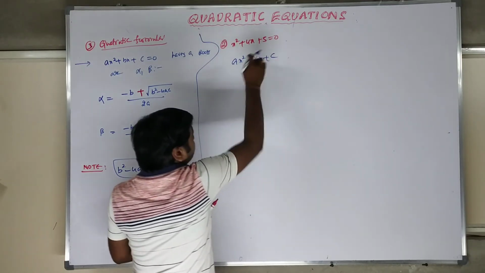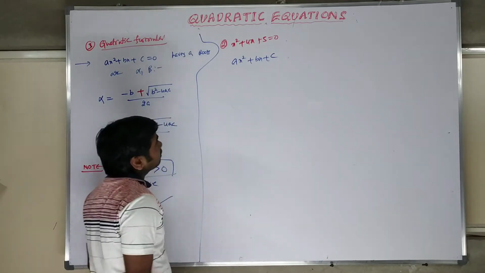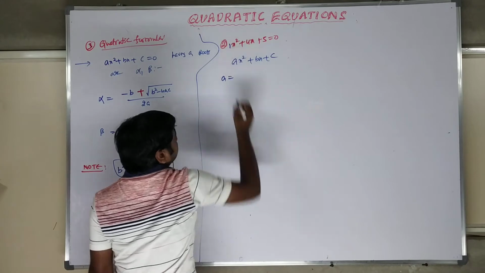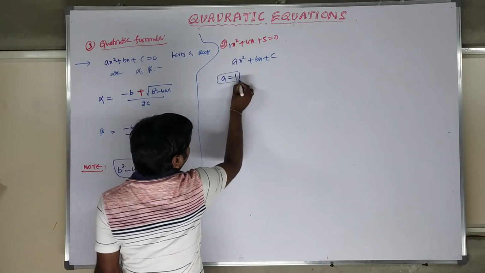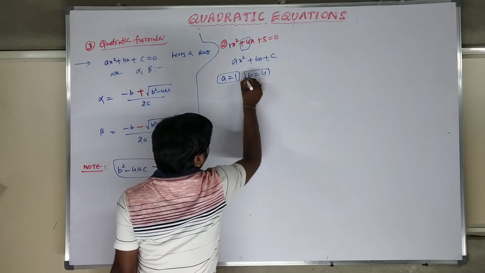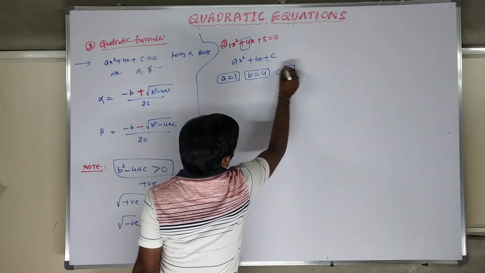So we compare with ax square plus bx plus c. How much is the answer? a is equal to nothing? I said don't say 0. It is 1. a is equal to 1. b is equal to plus 4. b is equal to 4. c is equal to 5.